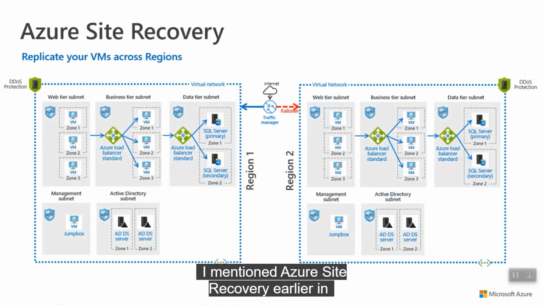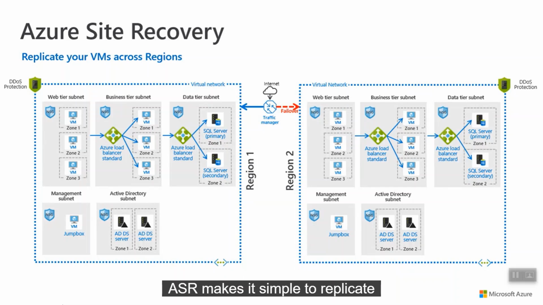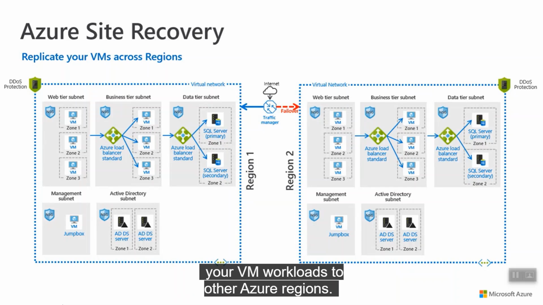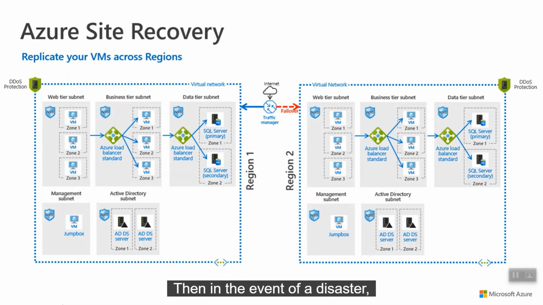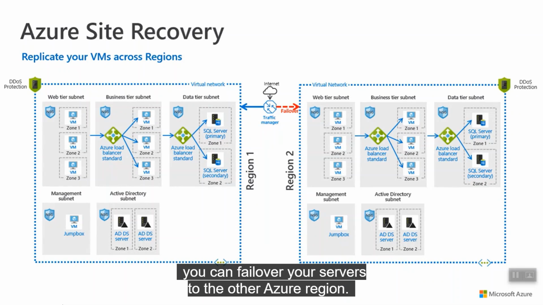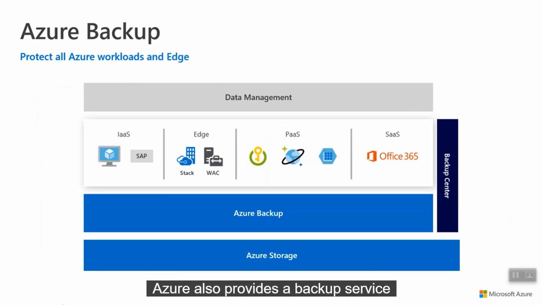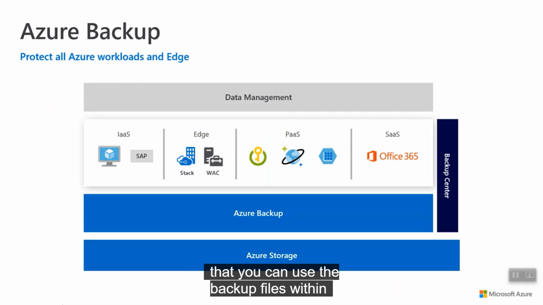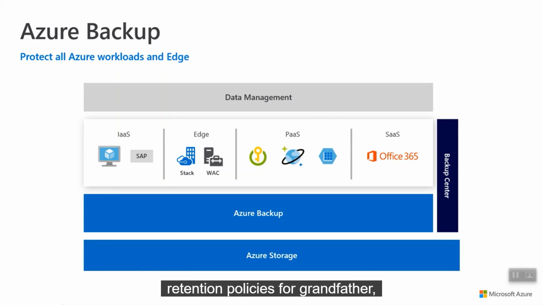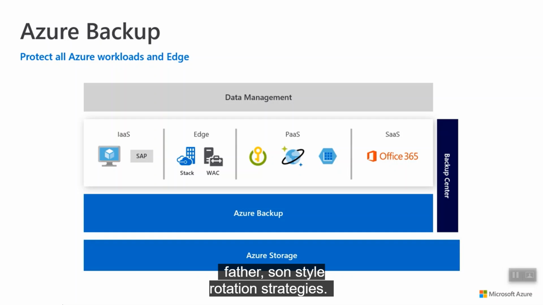I mentioned Azure Site Recovery earlier in the context of high availability and HADR. ASR makes it simple to replicate your VM workloads to other Azure regions. And then in the event of a disaster, you can fail over your servers to the other Azure region. Azure also provides a backup service that you can use to back up files within a virtual machine or capture an application crash consistent backup of the entire virtual machine. Within Azure Backup, you can set up retention policies for grandfather, father, son style rotation strategies.